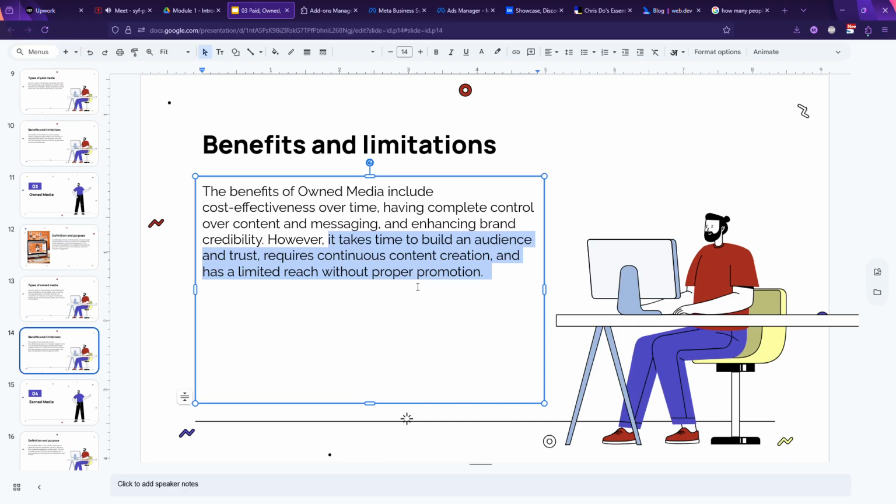Paid is advertising, where it involves money, it has immediate visibility. Owned media is much cheaper. It is cost effective over time, no money involved, only time and skills.